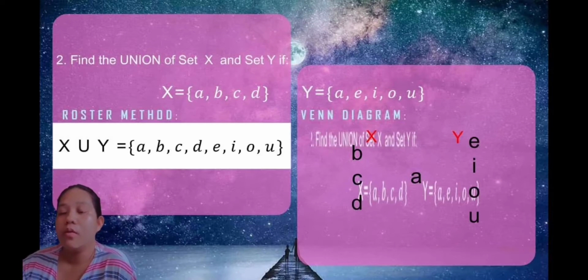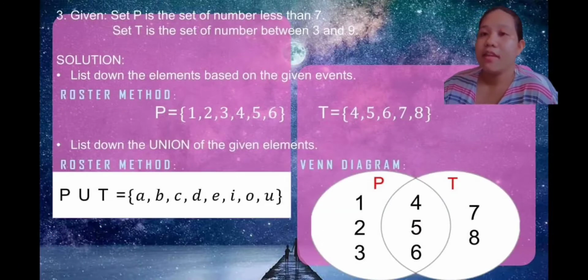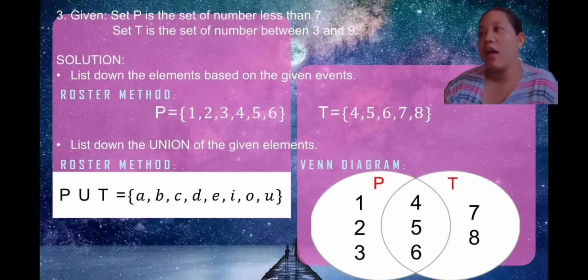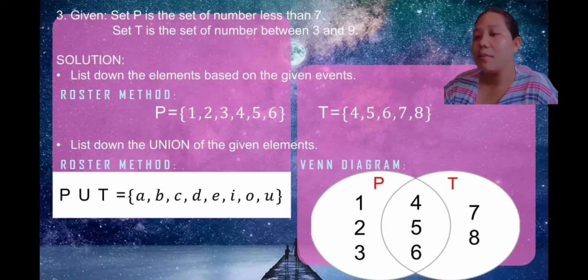So, we have another problem here. Number 3. Given set P is the set of number less than 7. Set T is the set of number between 3 and 9. So, ano munang gagawin natin dito? Unlike dun sa 2 examples, given na kung ano yung elements. Dito, mag-iisip pa tayo kung ano yung elements na ilalagay natin based dun sa given events.